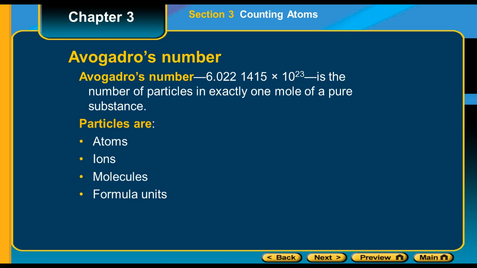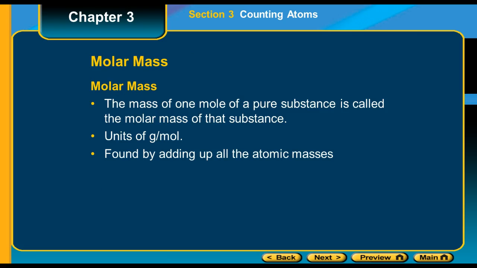So if I send you to the bakery and ask you to get me a dozen donuts, I can send you to the lab and ask you to get me a mole of atoms, and you should come back with 6.02 times 10 to the 23rd atoms of that substance. Molar mass is the mass of 1 mole of any substance.